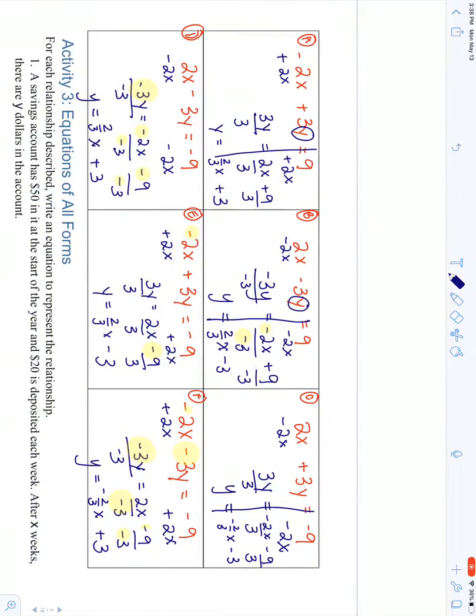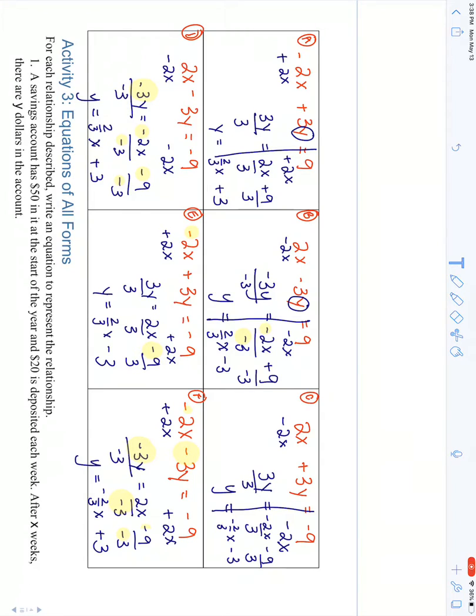Okay, so the biggest thing in this activity is to be very, very careful with your negative signs. Okay, big things to remember: a negative times a negative equals a positive. A negative divided by a negative equals a positive. Those things really catch you.